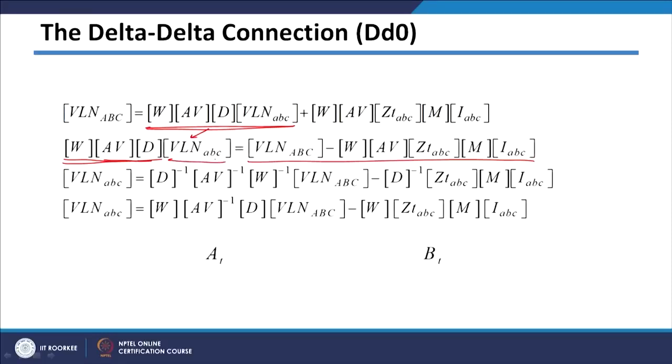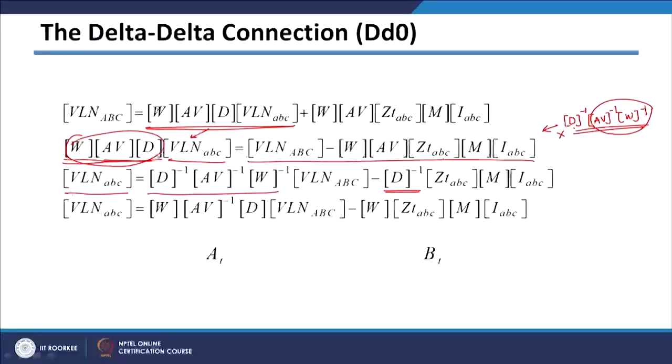So, what we can do, we can multiply this whole expression by D inverse. So, whole expression will be multiplied with D inverse multiplied by A_V inverse multiplied by your W inverse. If you multiply this whole expression by this particular term, here this will get cancelled out. So, only V_LN ABC will remain on left hand side. This will get multiplied with this term. So, here there will be D inverse, A_V inverse multiplied by W inverse will remain. Here W and A_V will get cancelled out with A_V inverse multiplied by W inverse. So, only D inverse term will remain here.